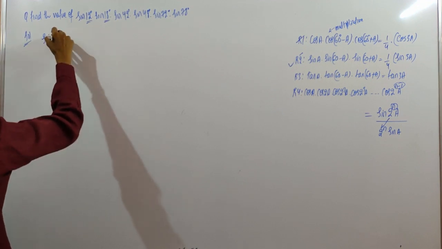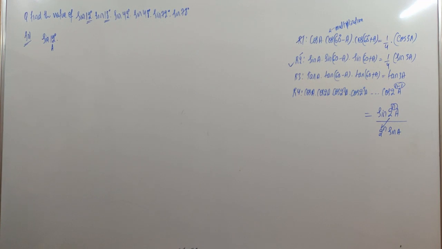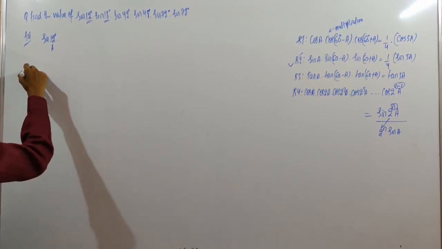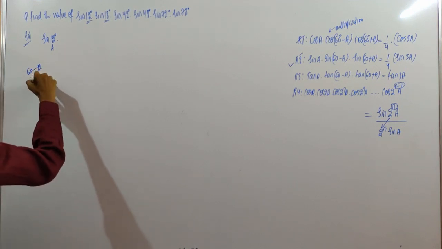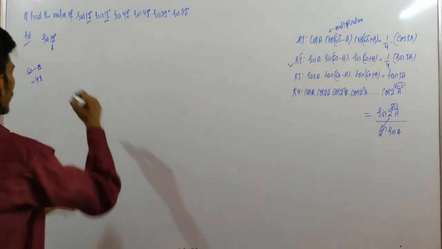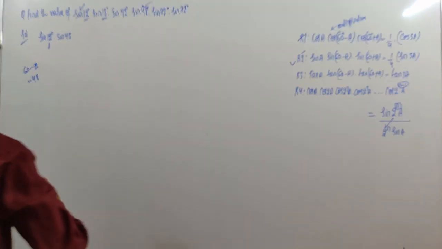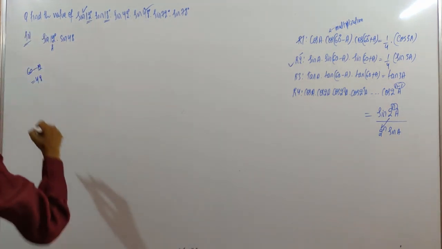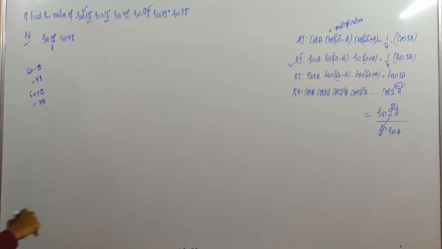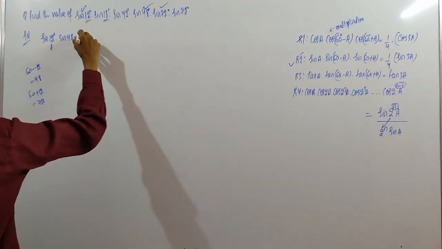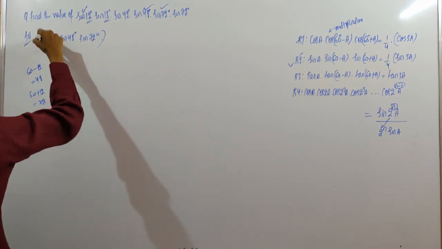Sine 12 degree, let us take it as sine A. Now we want sine(60 minus A). A value is 12, so 60 minus 12 is 48. So we have sine 48. This is over. Now 60 plus A, that is 72. We have this term sine 72. Now this is one series we have.